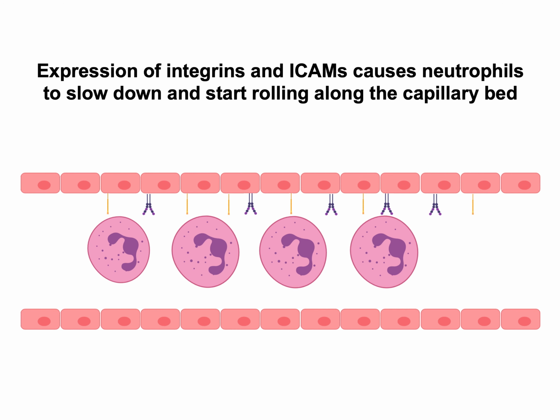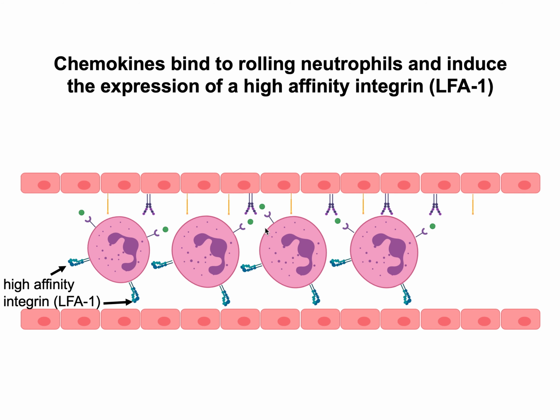So one of the things that happens when these endothelial cells become activated and start to express these integrins and these ICAMs is it slows down the rolling of neutrophils along the capillary bed. The endothelial cells become sticky. As that happens, this allows those neutrophils to start to bind to the chemokines being produced by these endothelial cells via their chemokine receptors. When that happens, this induces the expression of a high-affinity integrin called LFA1.